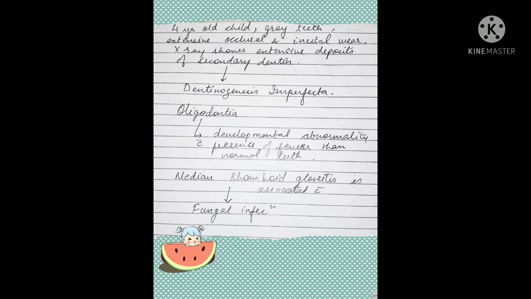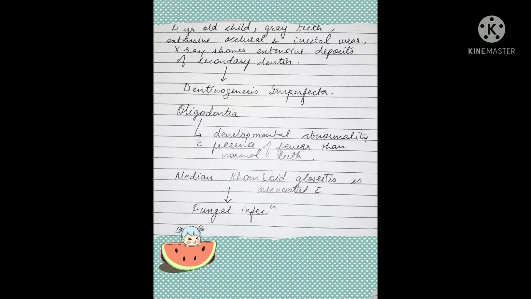There's a 4-year-old child. He presents with gray teeth, and there is extensive occlusal and incisal wear of those teeth. The X-ray shows extensive deposits of secondary dentine. So what is this condition? This condition is dentinogenesis imperfecta. Okay, moving on to the next question.